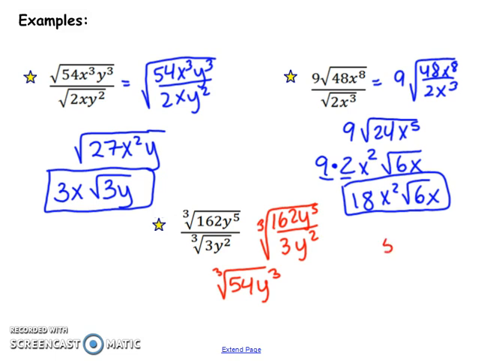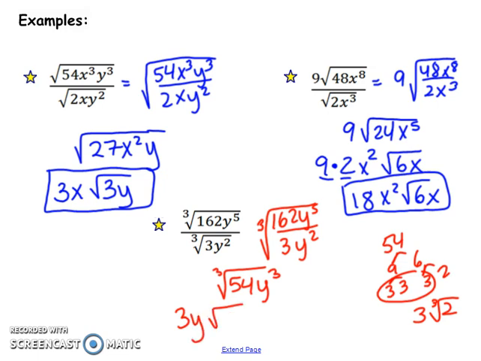So 54, we're going to break down. 9 and 6, 3 and 3, 3 and 2. We're looking for groups of 3, so it's 3 on the outside and cubed root of 2 on the inside. So I'm going to have 3. And then y cubed, the cubed root of y cubed is y. And then we're left with the cubed root of 2.